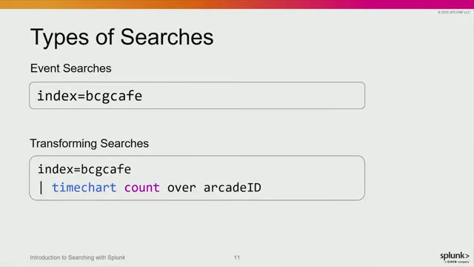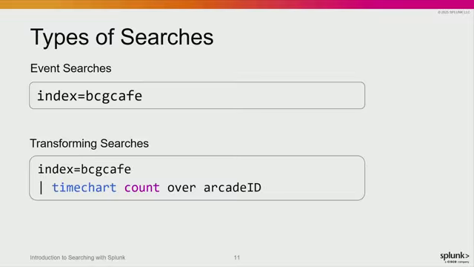With transforming searches, these are searches that are going to perform some type of statistical calculation against your set of results. What I like to describe these as is a bird's eye view. So now we're not just looking at one individual event in our result set, but instead we're trying to identify trends over several events that have occurred.